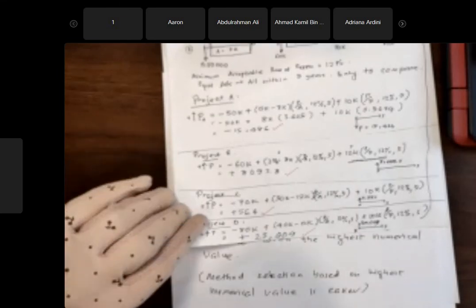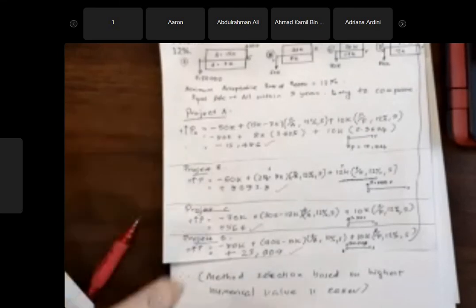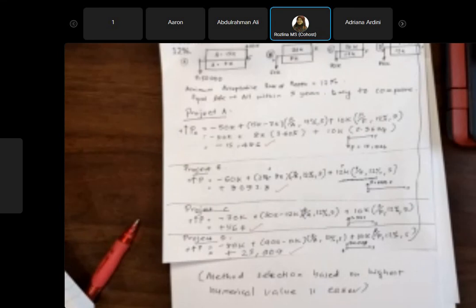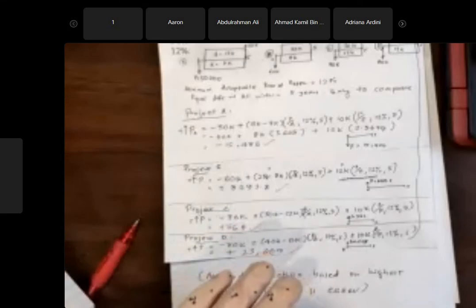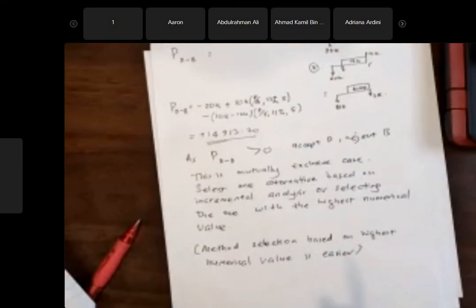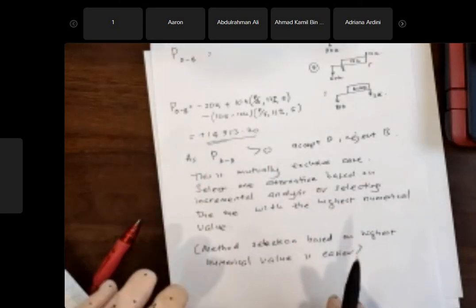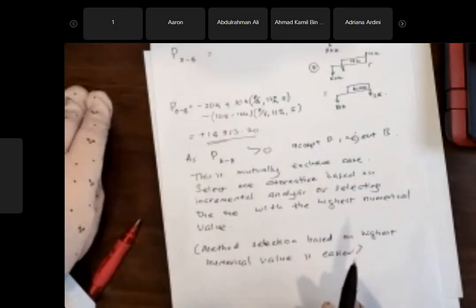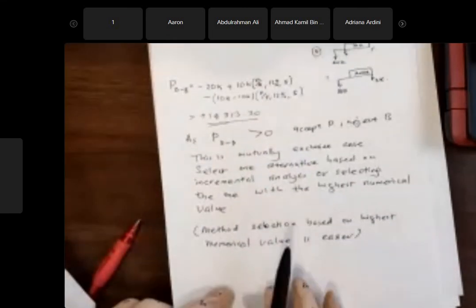Kenapa kita tak buat perbandingan antara projek D dengan projek A? Sebabkan losses tu. Yes, it is a loss for project A. So that's why for the earlier stage tadi kita dah ignore. That's why we don't show the steps for the D minus A. You just compare with the yang positif tadi. Okay, so that is all.